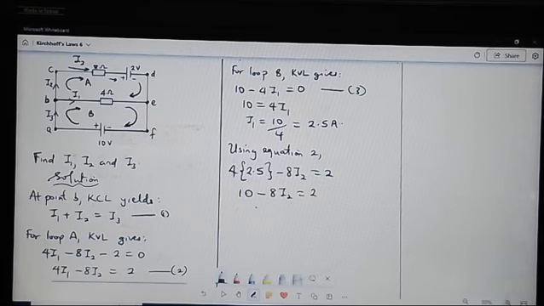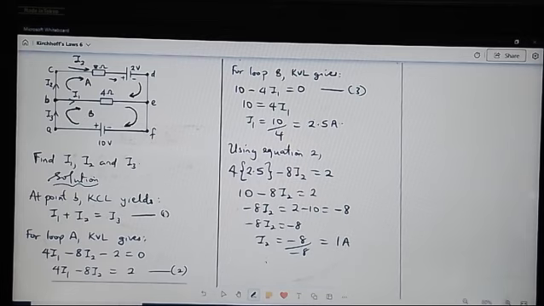So that minus 8I2 is equal to 2 minus 10, which is what? Minus 8. So minus 8I2 is equal to minus 8, so that I2 is equal to minus 8 over minus 8. That gives us what? 1 ampere. So it implies that I2 is 1 ampere.